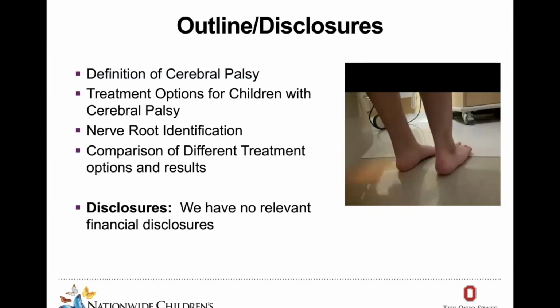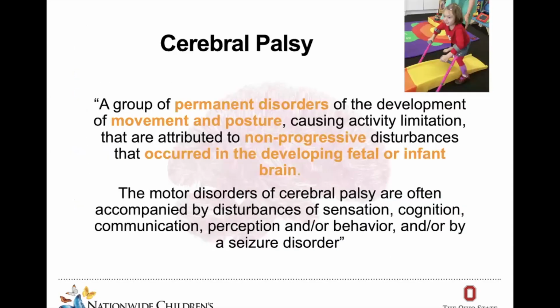We're going to talk, this is a little bit about the outline and disclosures. We're going to talk about the definition of cerebral palsy, the treatment options, and how we identified nerve roots in comparison to the different treatment options and results in both ambulatory as well as non-ambulatory children. Again, disclosures, I have no relevant disclosures.